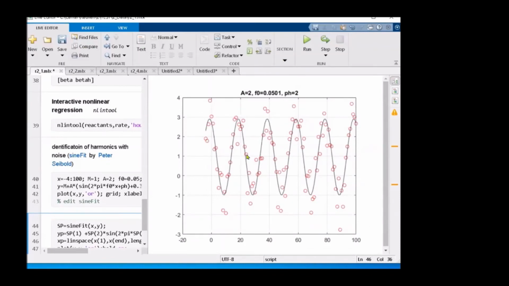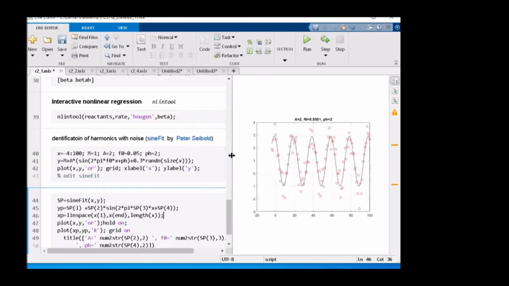Now you can see how from this experimental result with the noise, with the errors, we get the pure sine wave, which just fits our experimental data.